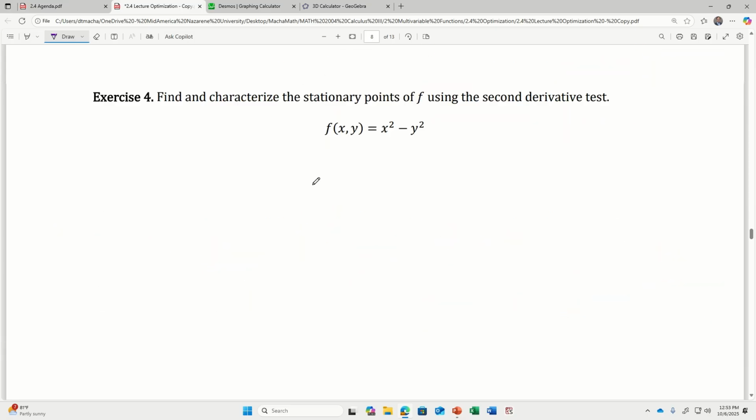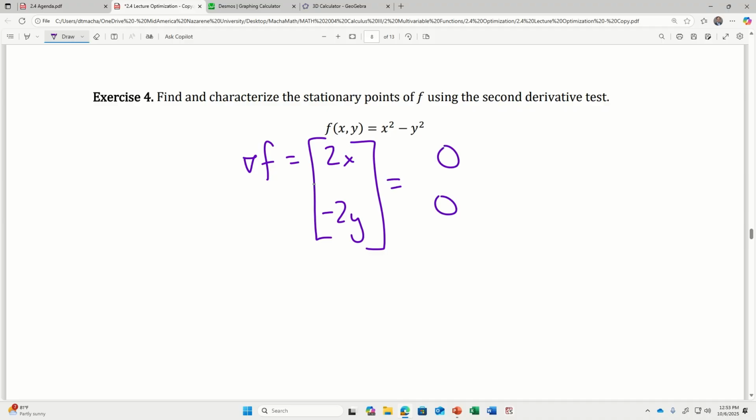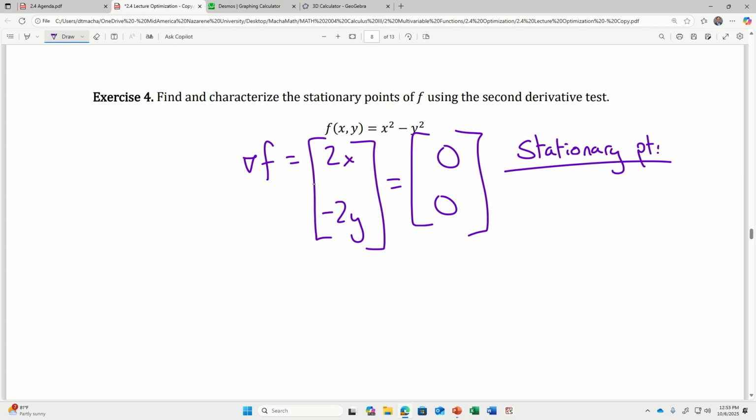All right, so let's do one that's slightly more interesting. Slowly making this interesting here. The gradient of f is, of course, the partial with respect to x and the partial with respect to y. Again, set that equal to the 0 vector. And once again, I promise not every problem ends up like this, but the only stationary point we have is where x is 0, y is 0.